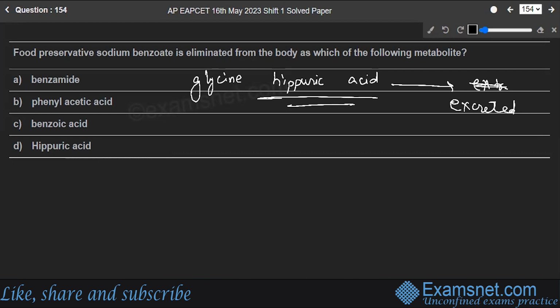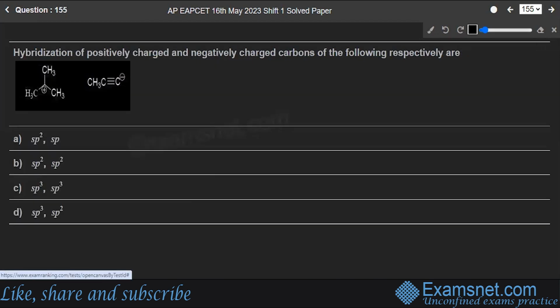So you have hippuric acid, option D, as the right answer. I'm repeating, sodium benzoate is eliminated from the body by combining with glycine to make hippuric acid, and then it is excreted out of the body. Next is question number 155. Hybridization of positively charged and negatively charged carbons of the following respectively are.